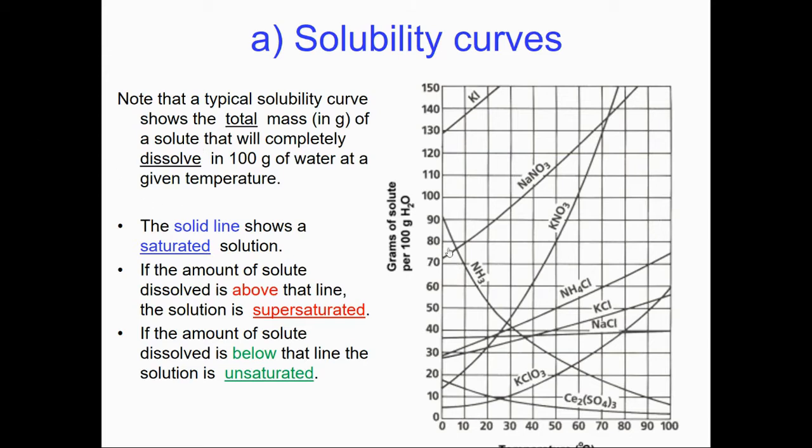Okay, so if you are on the solid line, you're talking about a saturated solution. You can't put any more. If you are above that line, you are supersaturated, or you have a precipitate that has formed. If you are below your saturation line, then you are unsaturated. So you need to remember that. Above the line is supersaturated, or you have a precipitate that has formed. On the line is saturated, and below the line is unsaturated.